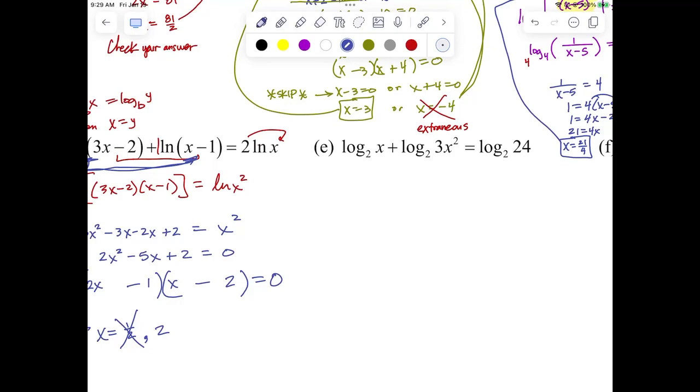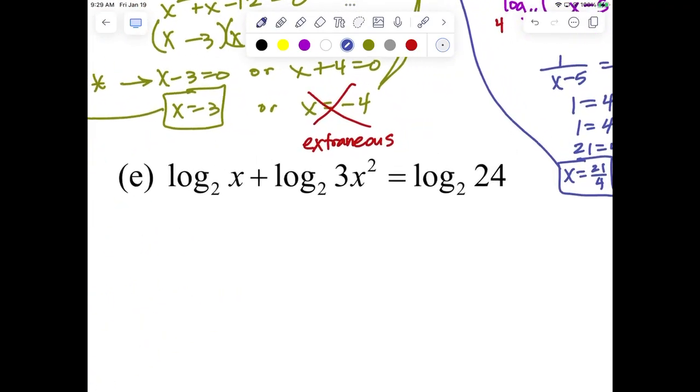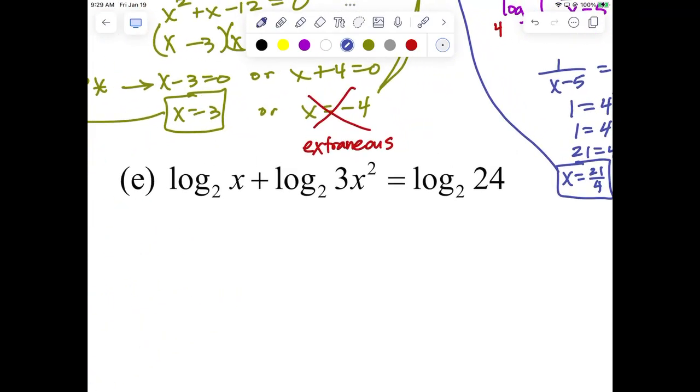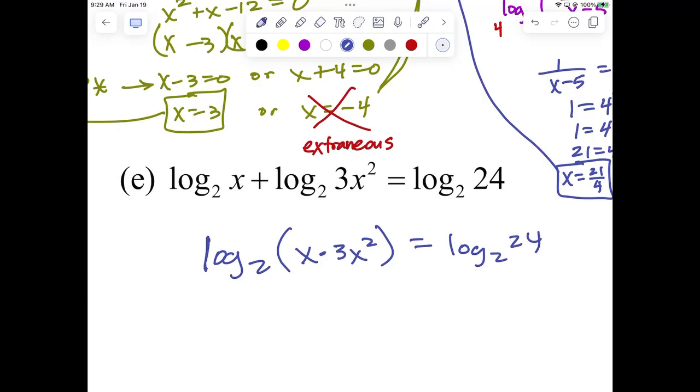All right, that's 3 minutes. Let's see how you did. You got 3 logs here, 2 on the left, 1 on the right. If you can condense them, you can. They're all base 2, that's good, so you can equate them. I'm going to condense the left side. There's nothing to bring up. They're both 1s in front, so it becomes x times 3x squared. And on the right-hand side, it's already log base 2 of 24.